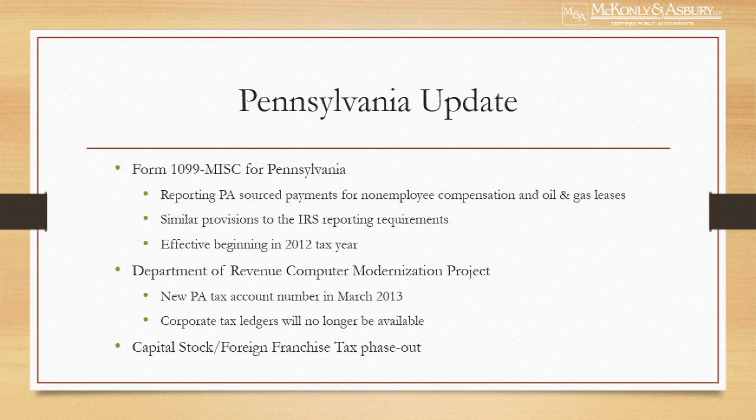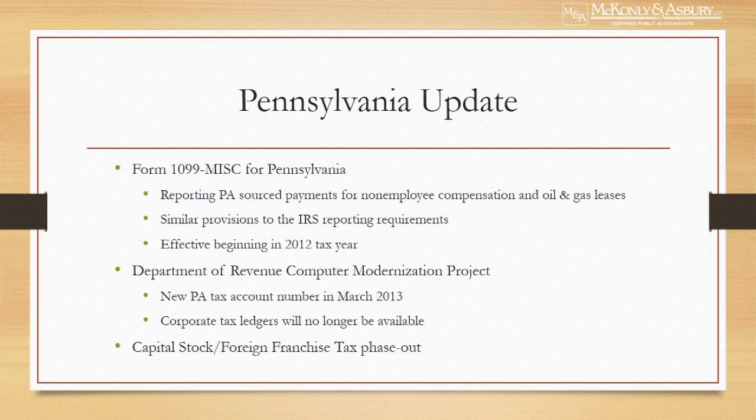Sure. With a number of our listening audience doing business in Pennsylvania, there are a few key items that I would like to highlight that are right down the road here or taking place as we speak. The first one is the Form 1099-MISC requirement for Pennsylvania. It's almost identical to the IRS regulations. If you're reporting PA-sourced payments for non-employee compensation or for oil and gas leases, you're going to need to also send a duplicate copy to the Pennsylvania Department of Revenue. Same thresholds, the $600 minimum, as well as the same due dates for filing.